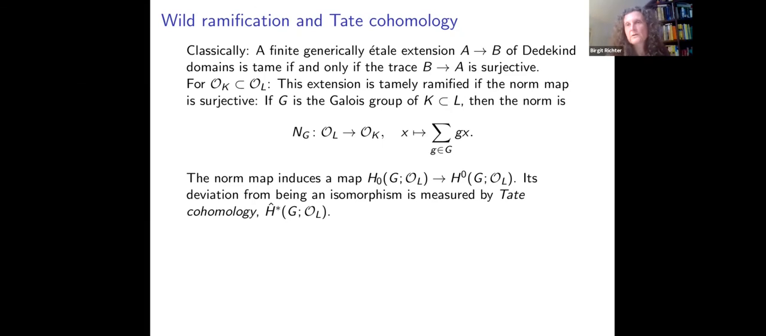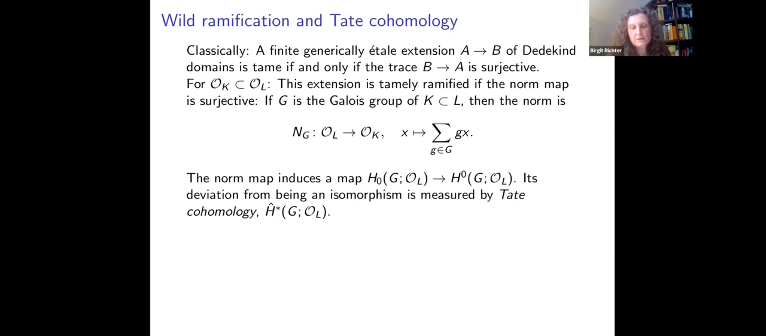And now we can sort of move on to homology. The norm factors over the co-invariants, so it maps from the co-invariants to the invariants. So it induces a map from the zeroth homology of the Galois group with coefficients in the extension, to the zeroth cohomology of the group with coefficients in the extension.